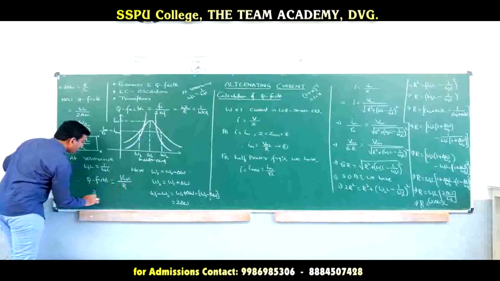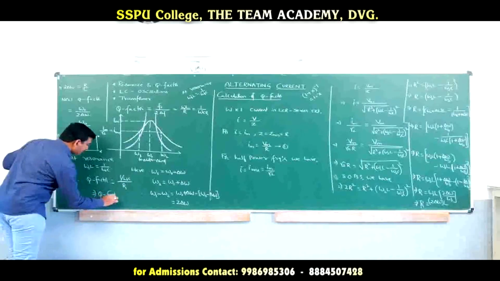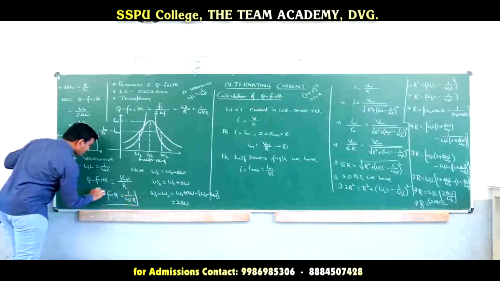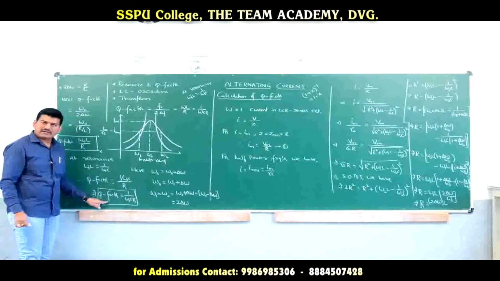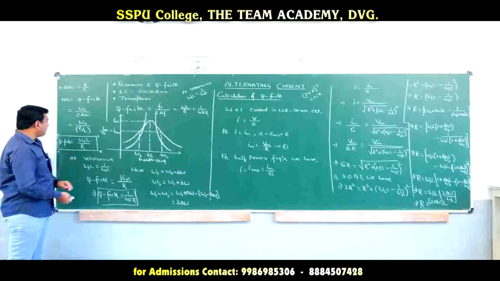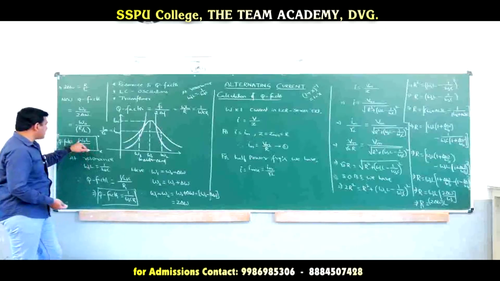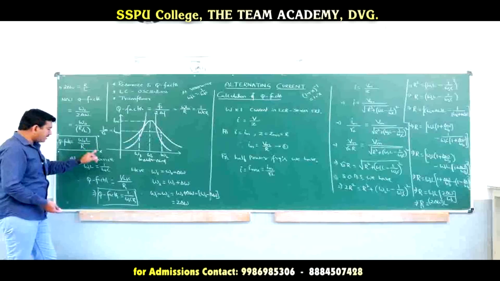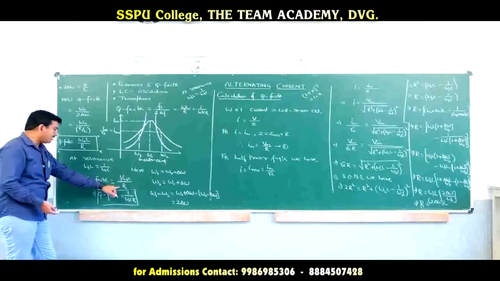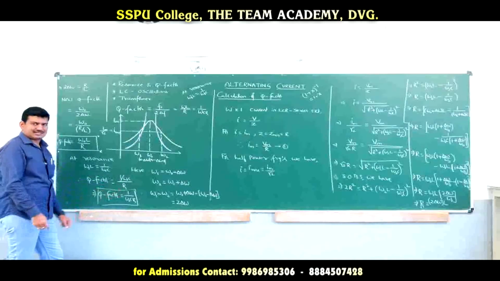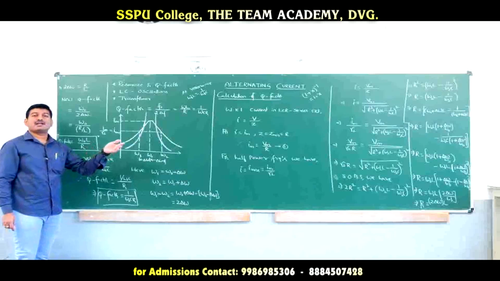That implies Q factor is equal to 1 by omega naught C into R. So, you can use either this formula for quality factor or that formula. Is it clear or not? And if you see the equation here, this is nothing but X_L and this is R. So, quality factor is defined as the ratio of inductive reactance to the resistance. Otherwise, this one is X_C by R. So, quality factor is defined as the ratio of capacitive reactance to the resistance. So, you can define the quality factor in different ways.